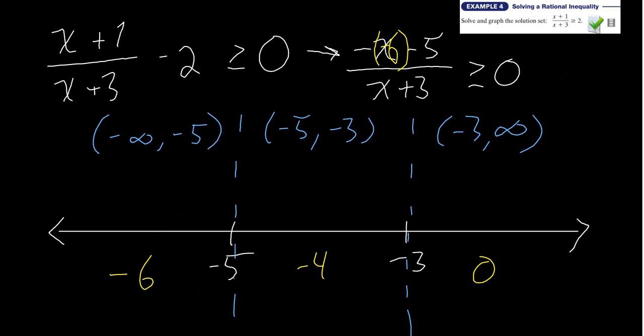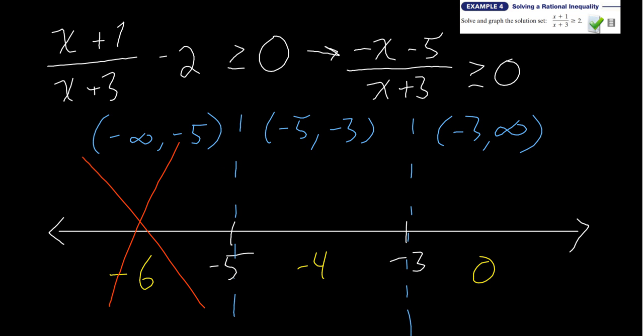A -6 is a +6, and 6 minus 5, well, that's positive. That's a positive number, right? 6 minus 5 is 1, but that's a positive number. And then in the denominator, if we plug in a -6 down here, -6 plus 3, well, that's a -3. That's a negative. Well, what is a positive divided by a negative? Well, it's going to be a negative number, and a negative number is not greater than or equal to 0. So this interval does not work.